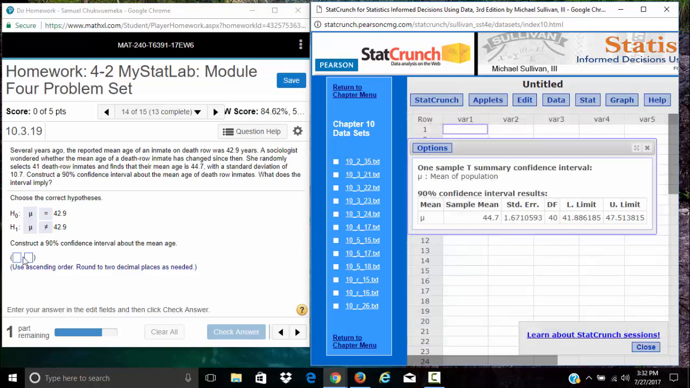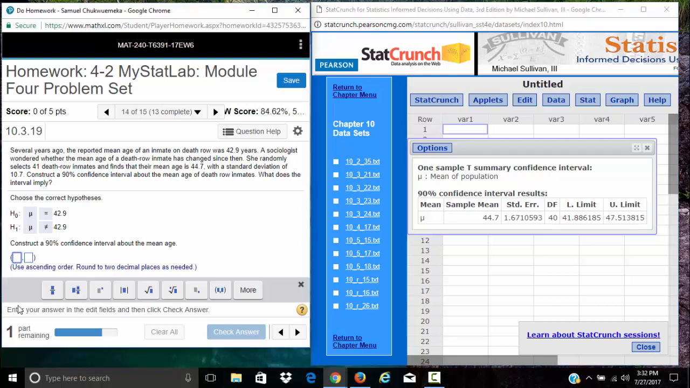So the lower limit, round to 2 decimal places, is 41.89. Upper limit is 47.51.